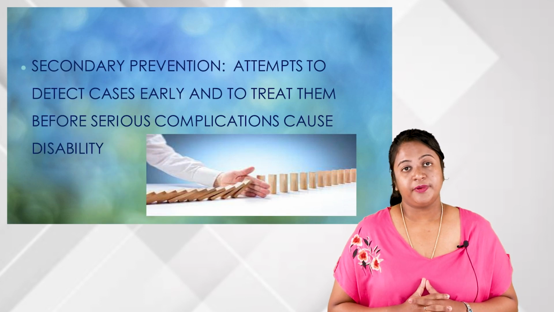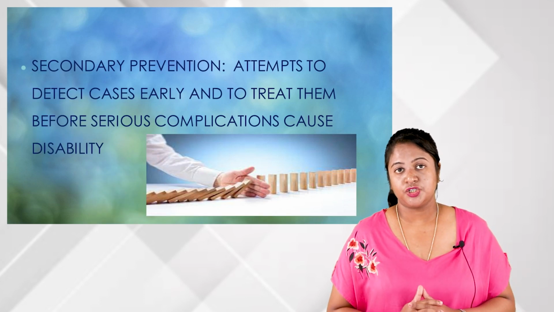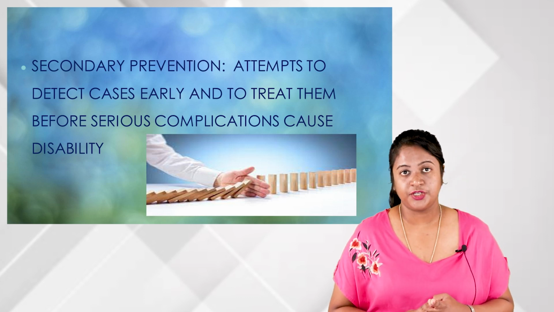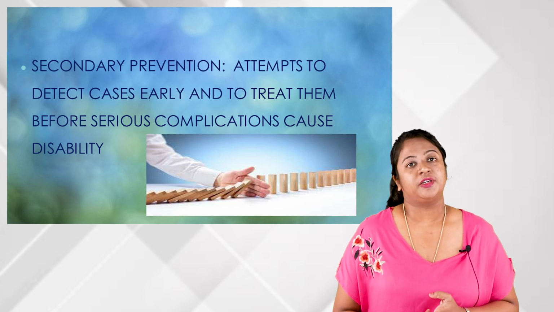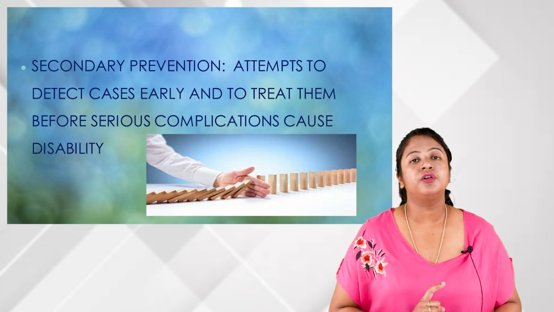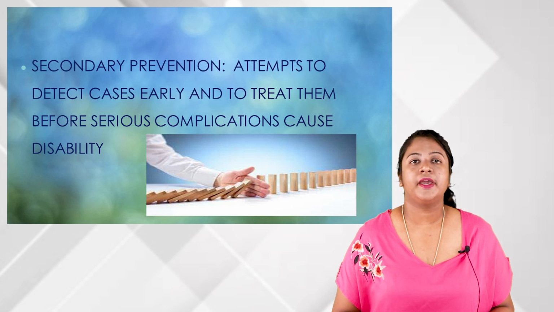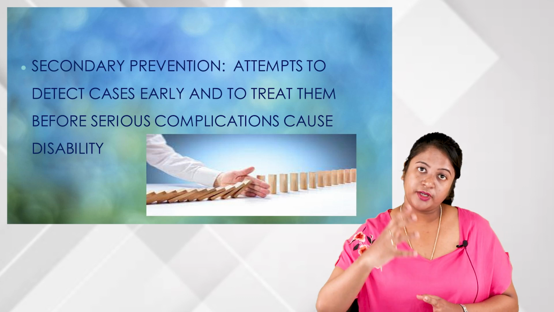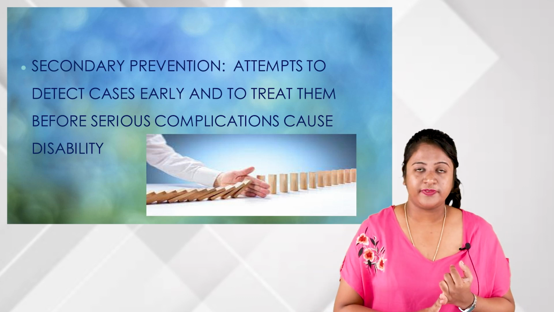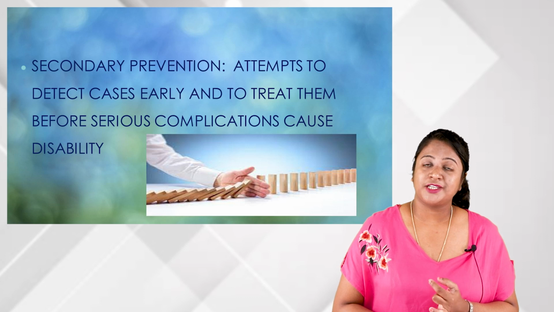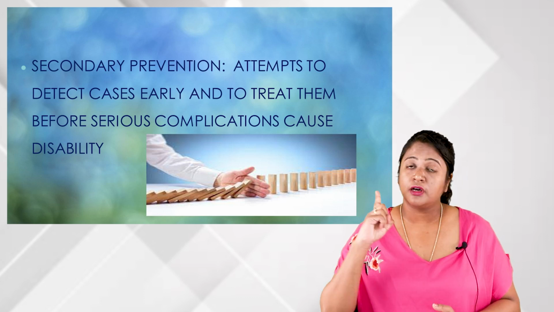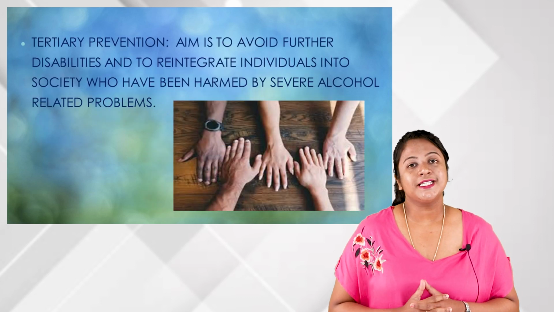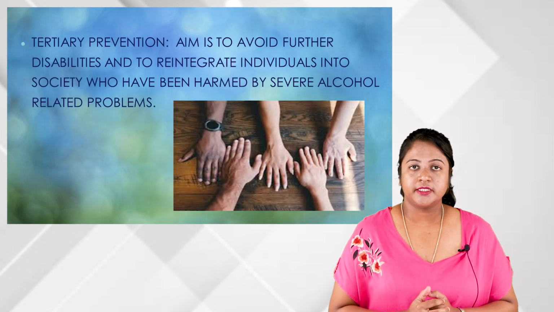Moving on to the secondary prevention. In the secondary prevention, as a nurse, you're going to detect those cases of alcohol addiction and give them the treatment so that the complications of the alcohol dependence syndrome can be avoided. So you're going to identify those cases and give them the treatment. It can be detoxification or symptomatic treatment so that the client will not develop complications because of the alcohol abuse.